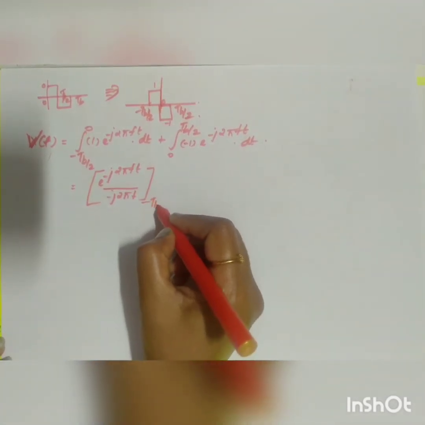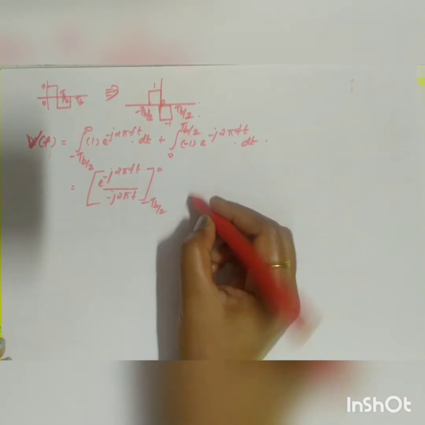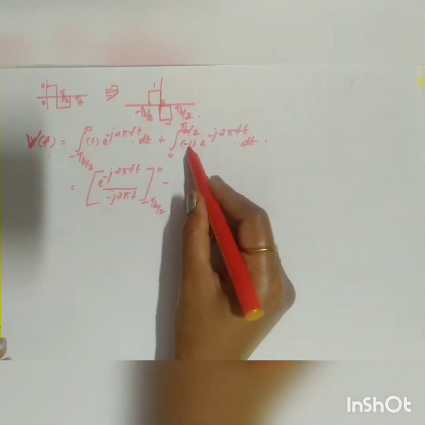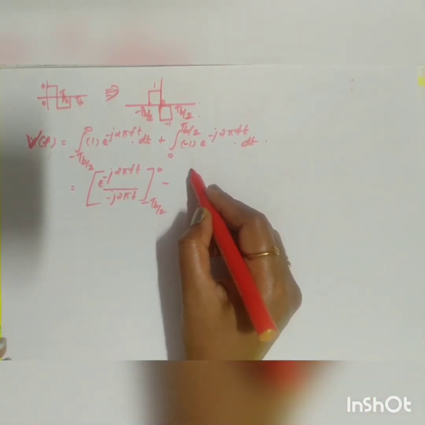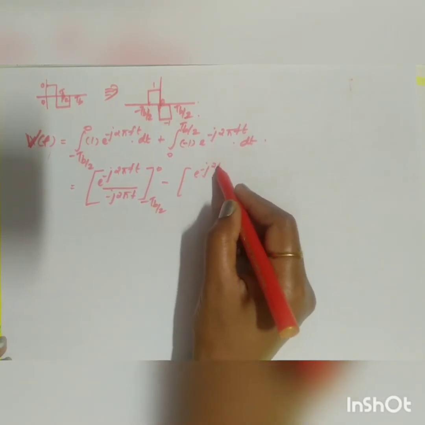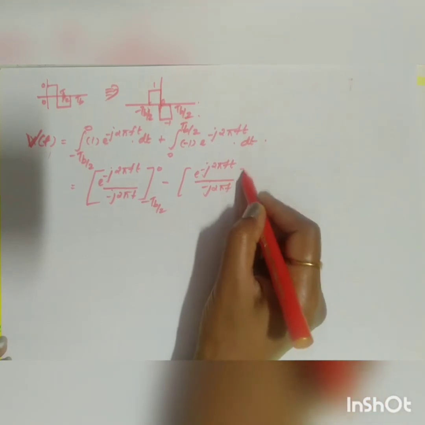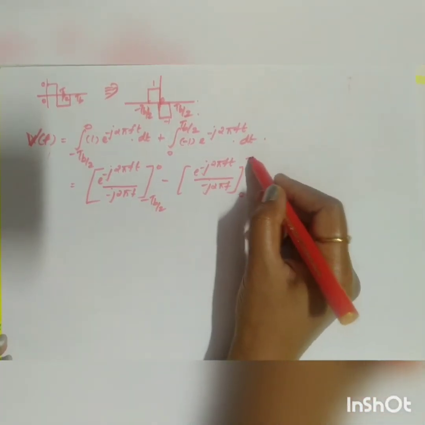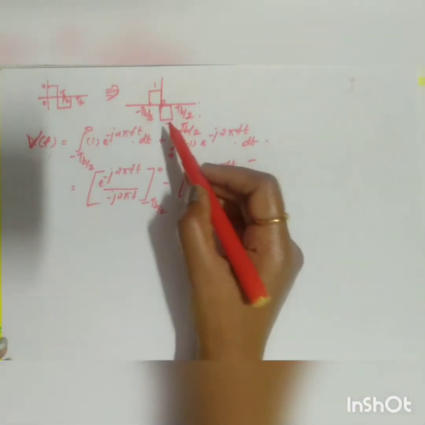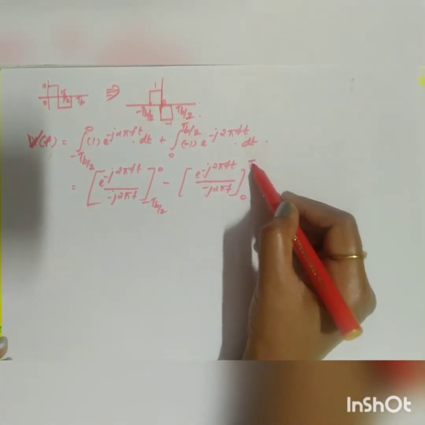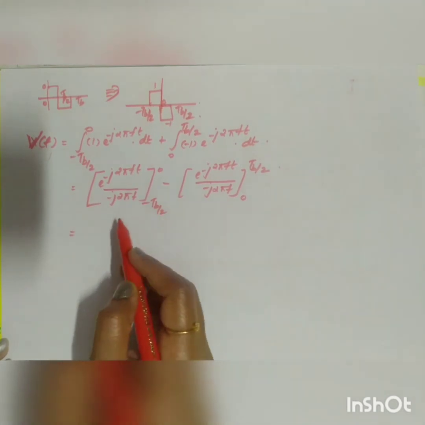The limit is minus Tb by 2 to 0, and here it is minus 1. So you will be getting minus again e power minus j 2 pi f t divided by minus j 2 pi f. What will be your limit? 0 to Tb by 2, correct. Now you can apply your limit.